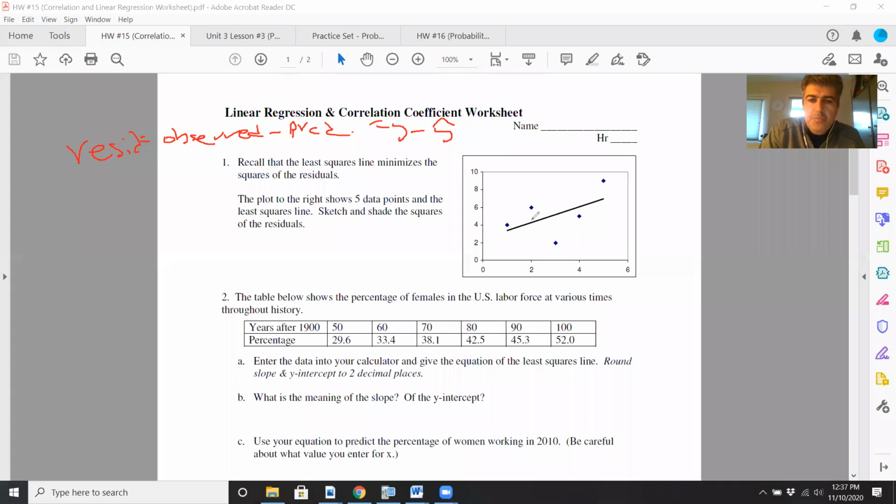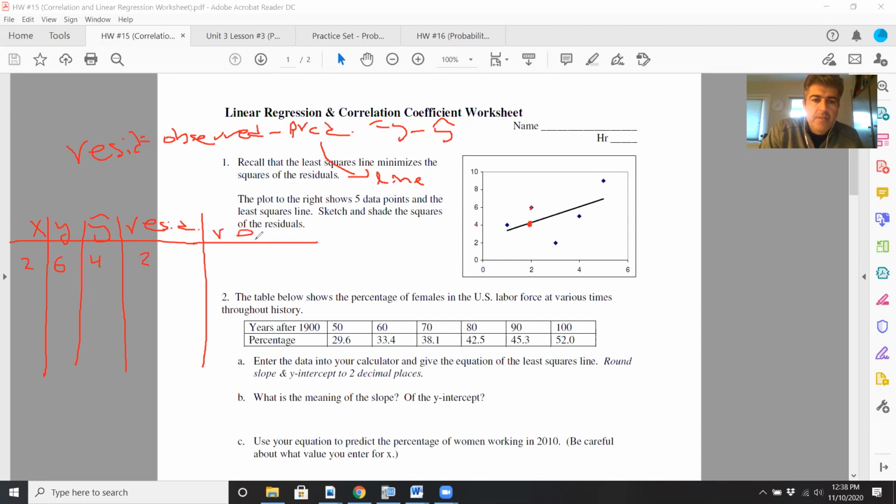So for example, the predicted value is going to be from the line. To calculate that residual at x equals 2, maybe do a table, that might be easier. And then the residual. So at x equals 2, the y value, of course, is 6. That's what we observe. The predicted value is 4. So my residual is 2. And then if you square the residual, residual squared, of course, that would be 4.